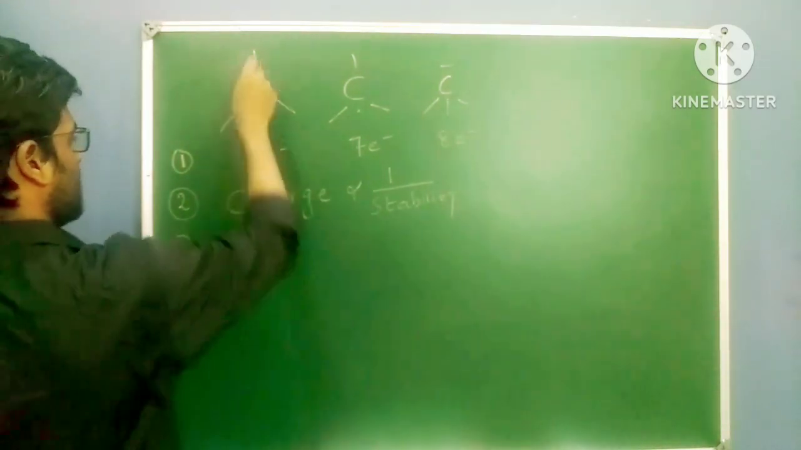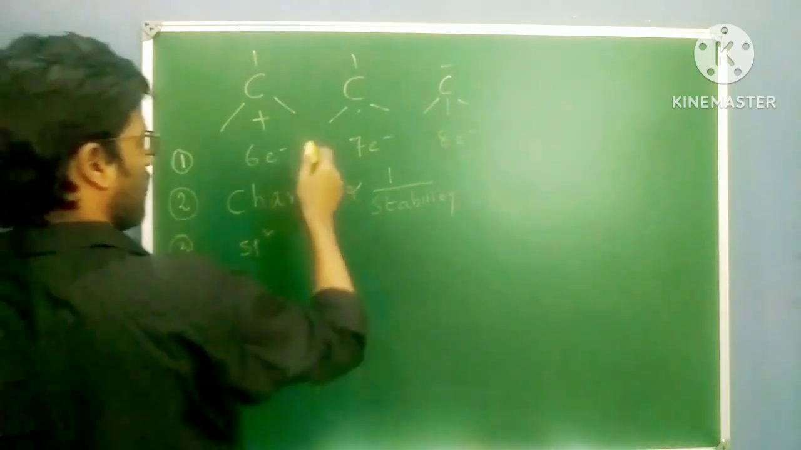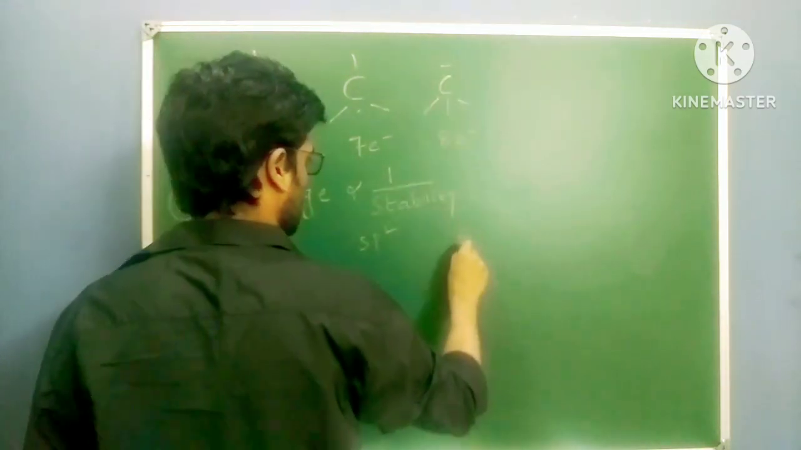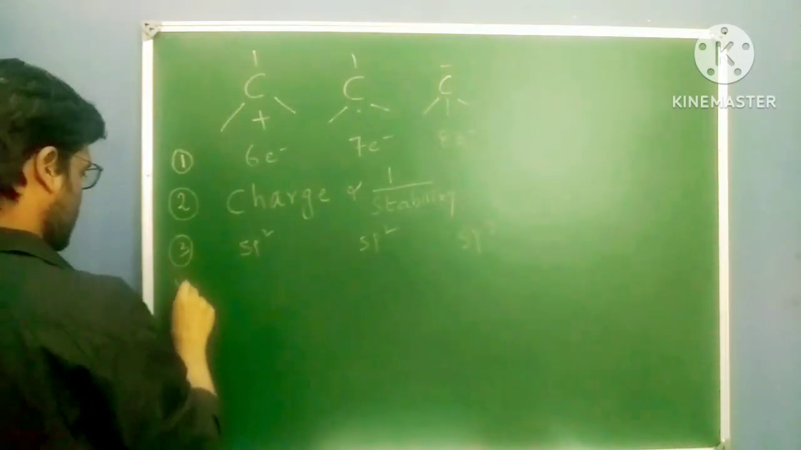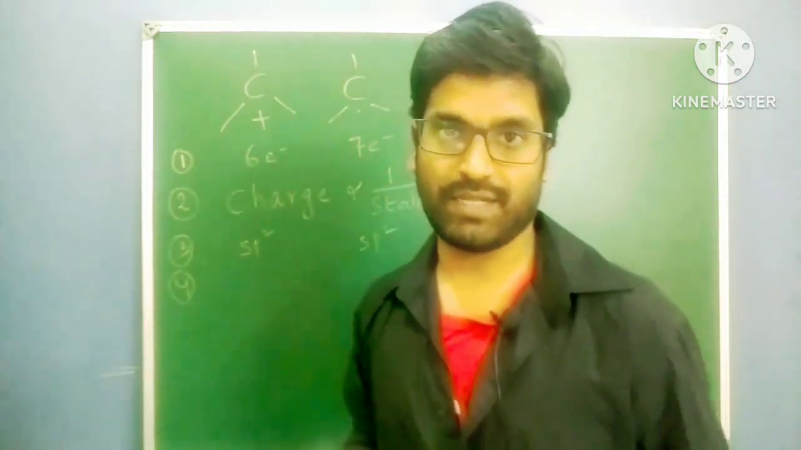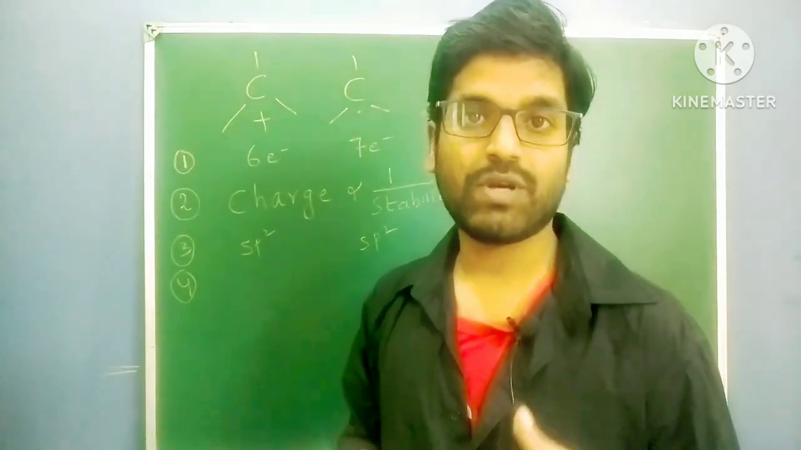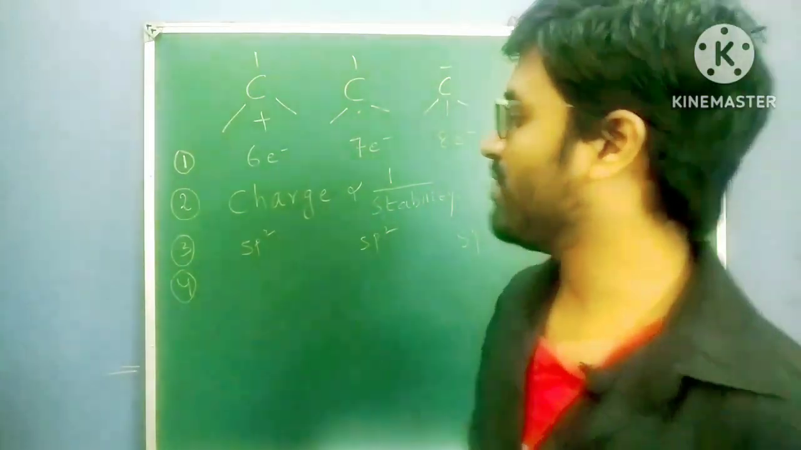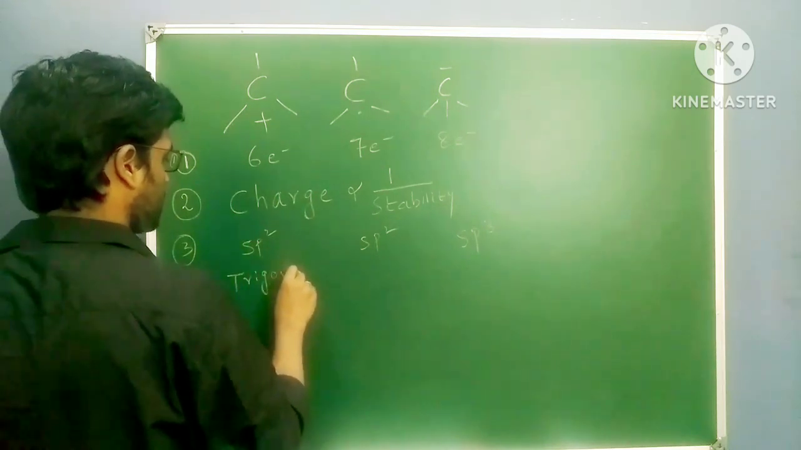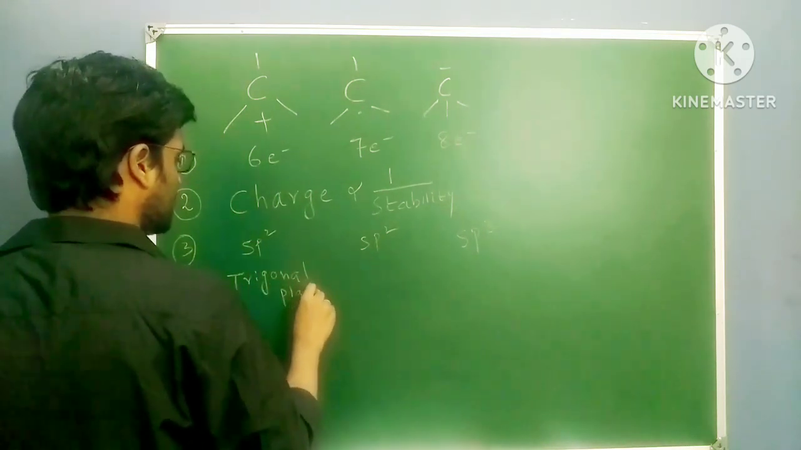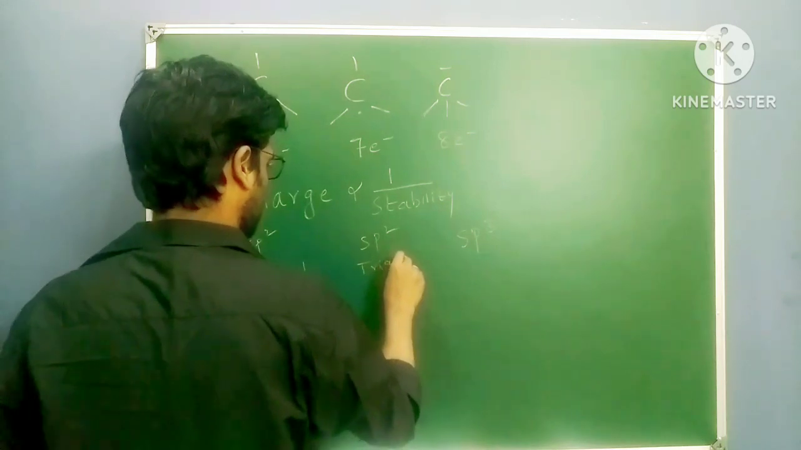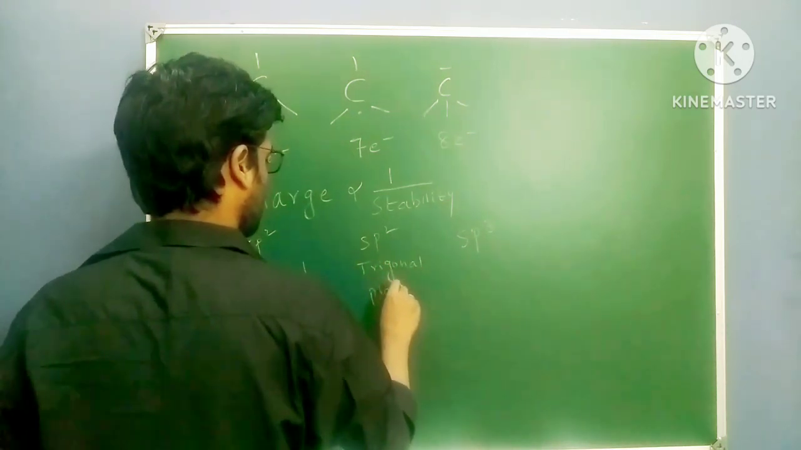Third one: count the sigma bonds. 1, 2, 3, sp2 hybridized; 1, 2, 3, 4, sp3 hybridized. Fourth point: if you are aware of VSEPR theory, valence shell electron pair repulsion theory, you can know the geometry of the molecule. Whenever we have sp2 hybridization, we have trigonal planar structure. Properties of carbocation and free radical are almost the same, so this is also trigonal planar.